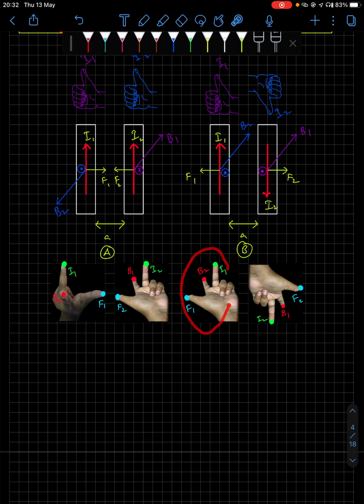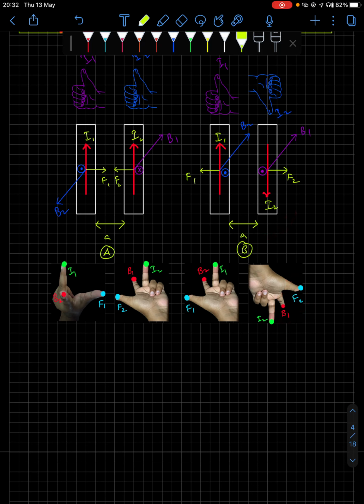So if you apply Fleming's left hand rule in the first wire, the current direction is upward, shown by the middle finger. The magnetic field is into the page, shown by the index finger. Then the thumb shows the direction of the magnetic force F1, which is acting to the left. For the second wire, the current is in the downward direction, shown by the middle finger. The magnetic field is entering perpendicularly into the page. The force is to the right. So here the wires repel each other.